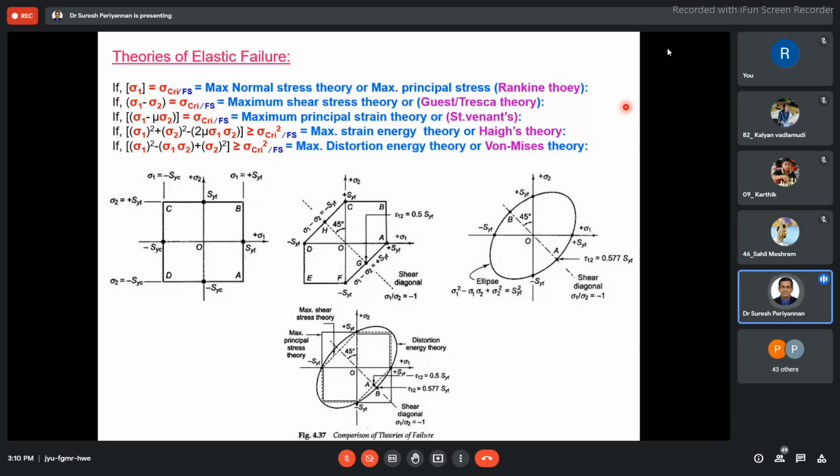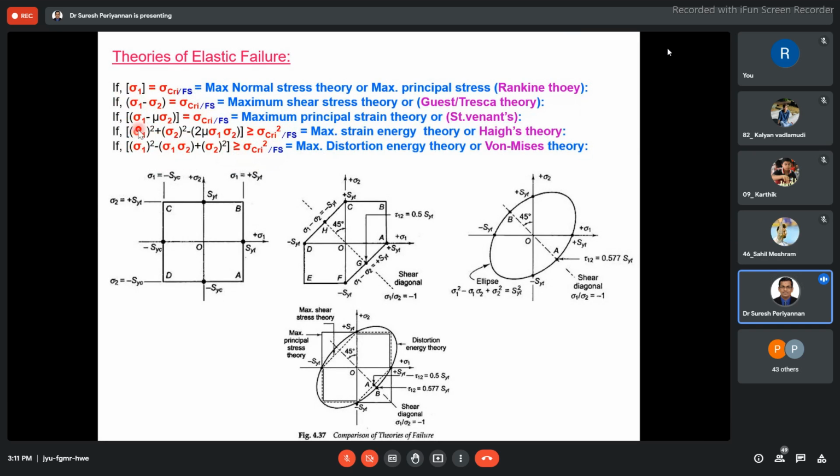And similarly, first you understand the maximum distortion energy theory, and then you can easily rewrite the maximum strain energy theory. See here, the maximum distortion theory we discussed, right? Sigma 1 square minus sigma 1 sigma 2 plus sigma 2 square is greater than or equal to sigma critical square divided by FOS.